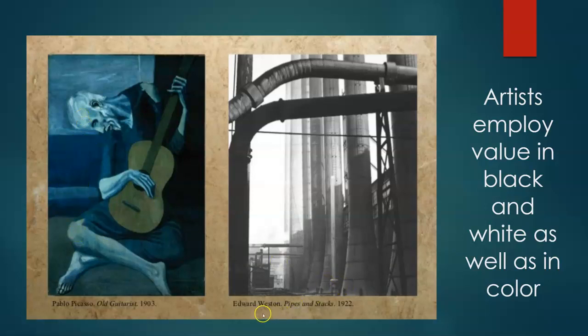And then in this photograph by Edward Weston, Pipes and Stacks from 1922, we see that Edward Weston has pushed the values in this photograph so that we can see the details in the shadow areas here, as well as the details in these bright highlights. That's something in photography that is difficult to do. Most of the time, these highlights would wash out, and these dark values would be incredibly dark, and we wouldn't be able to see any details in those.